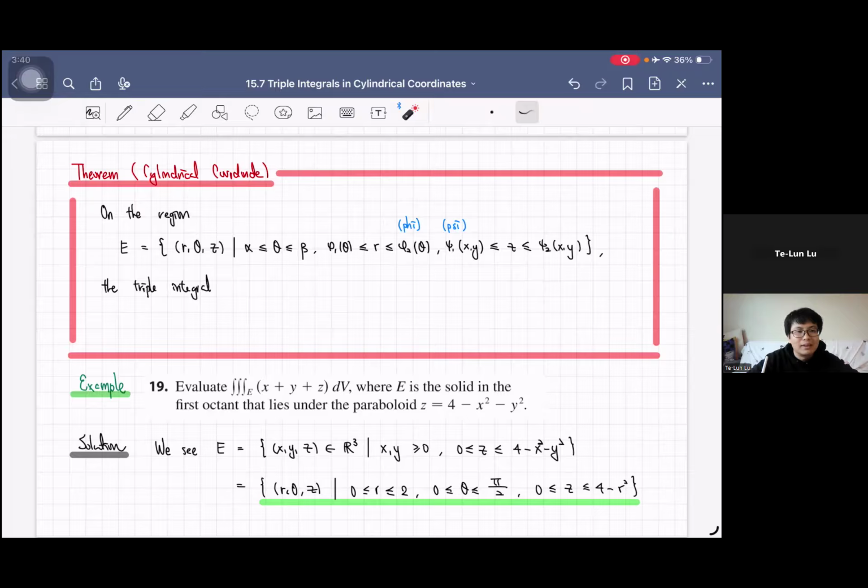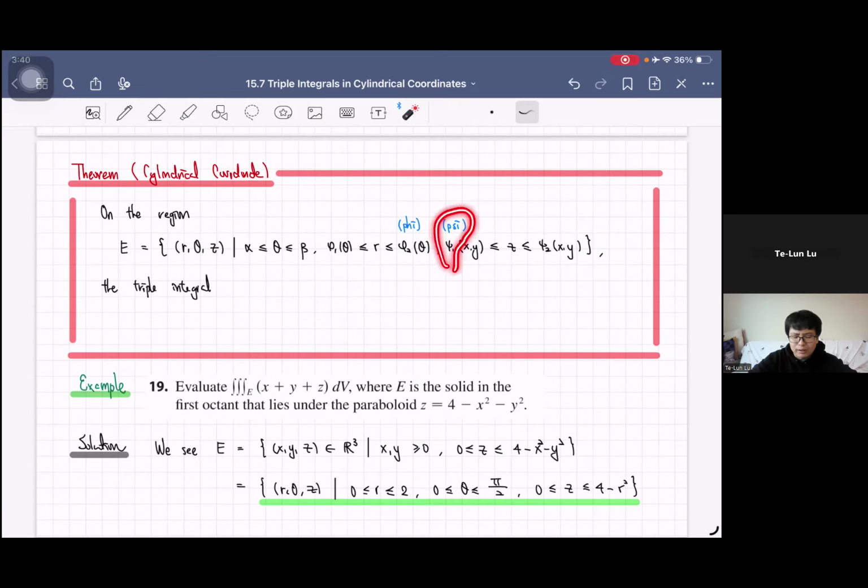Okay, anyway, so we're integrating on this region R theta z given by the cylindrical coordinates. R is the radius, theta is the angle, z is the height. The domain can be described in the sense that theta is between some constant bounds, alpha and beta, r is between some functional bounds, v1 theta and v2 theta, and z is bounded by some functions in x and y, so psi 1 xy, psi 2 xy.